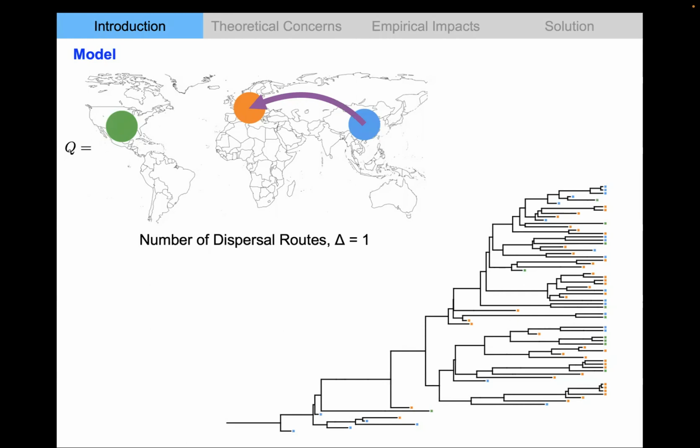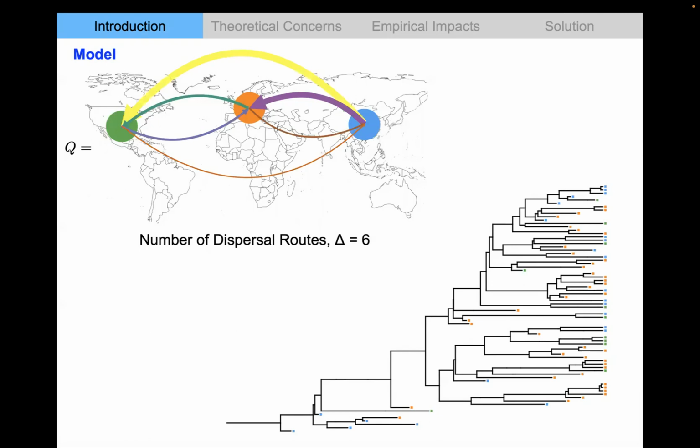So this map shows a single dispersal route from China to Europe. Then let's add another one from China to the United States. Note that if the virus originated in China, this is the minimally connected case that would allow the virus to disperse to all the three observed areas. Then the model can be more complex with more and more dispersal routes.